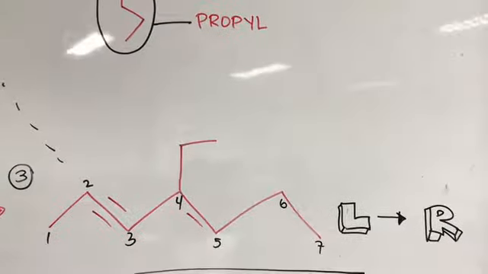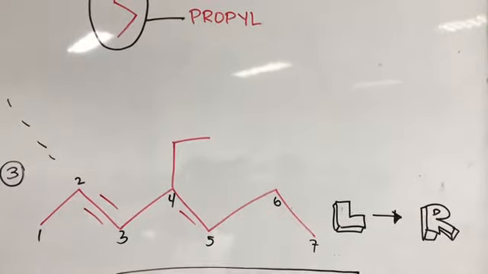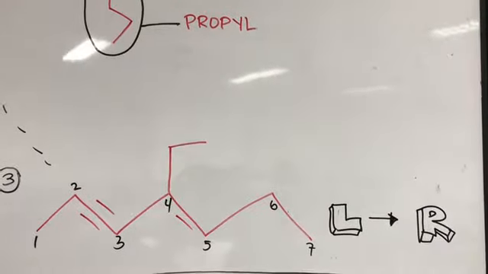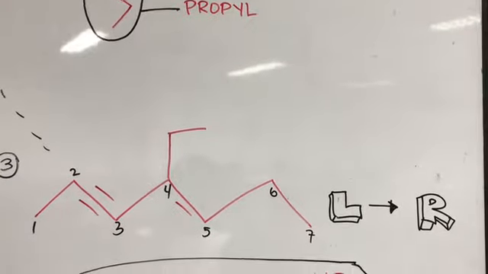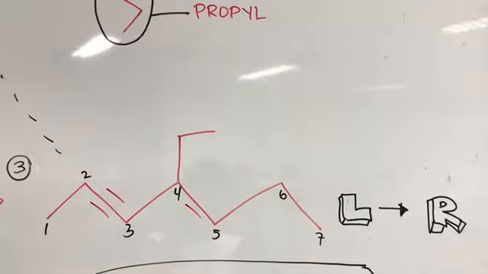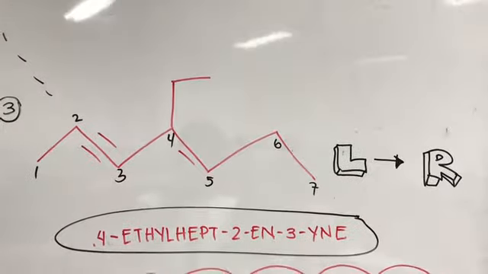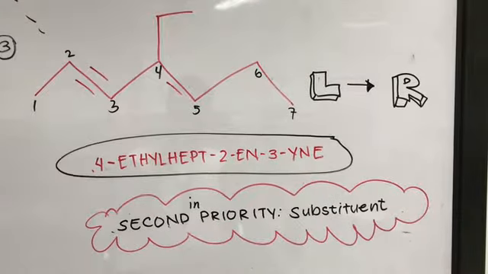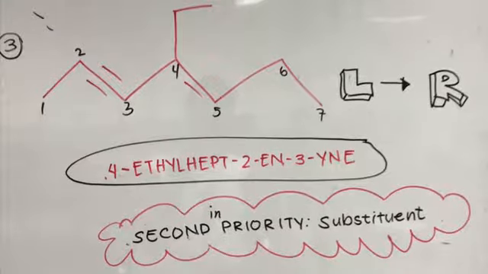In this example, we have a 7 carbon chain that has a triple bond, a double bond, and an ethyl substituent. Now in cases like this, our priority in counting will be the triple and/or double bond. So we number from the end that is closest to a multiple bond, and so in this case, we start from left to right. So the name of this compound is 4-ethylhept-2-en-3-yne. Remember that substituents are second in priority when double or triple bonds are present.